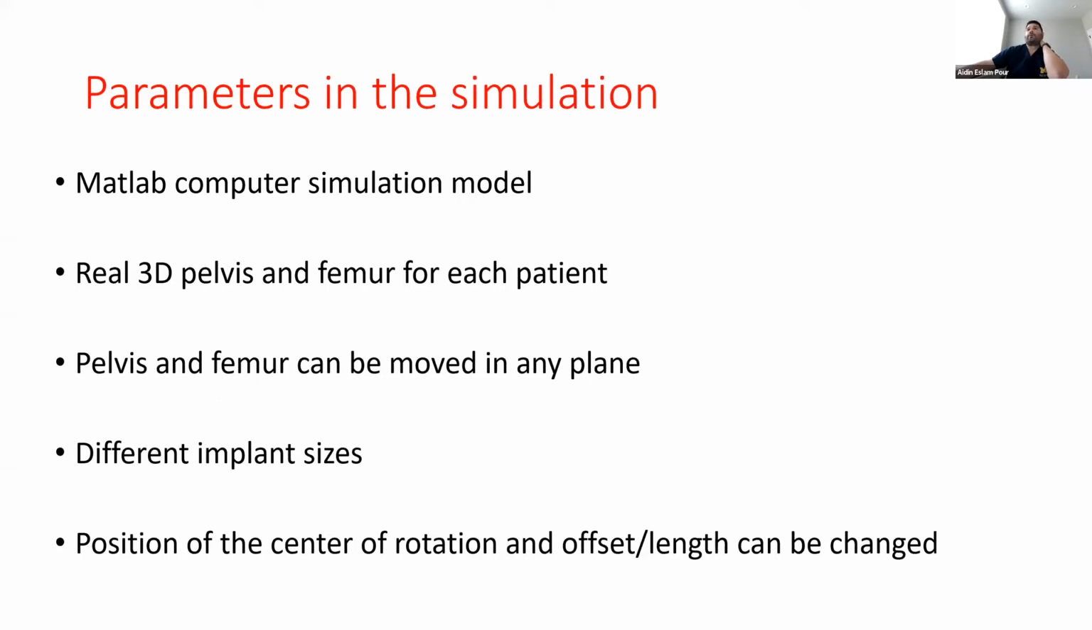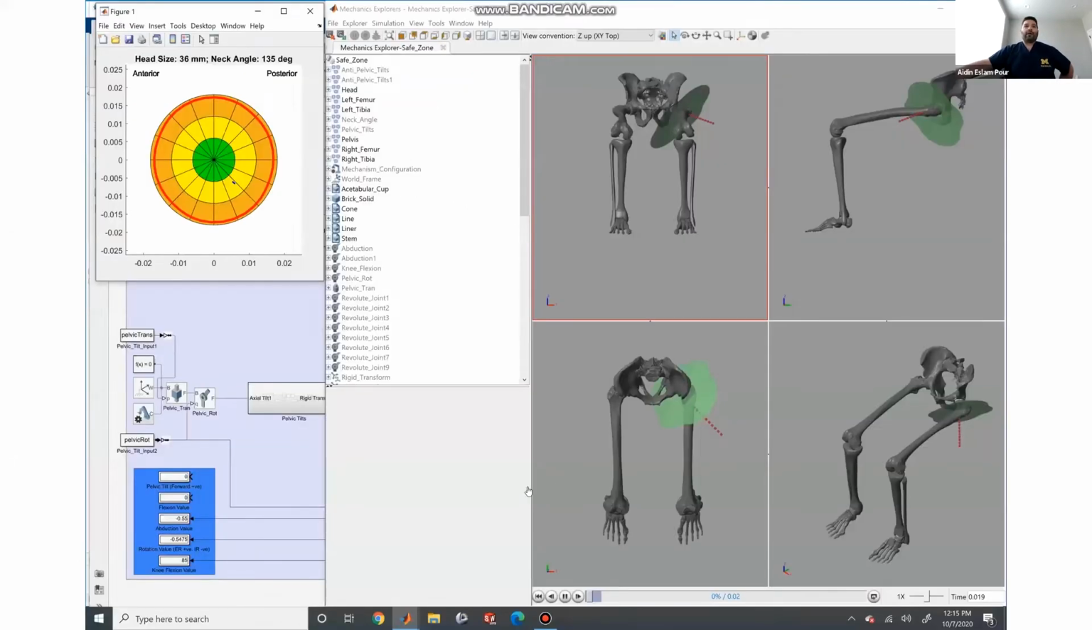We designed a MATLAB computer simulation model. We use real three-dimensional pelvis and femur for each patient. And these pelvis and femurs can be moved in any different plane. We have different implant sizes, and we can move the center of the rotation and offset and length in any direction that is needed. So here you're going to see a video. Let me see if I can start it.